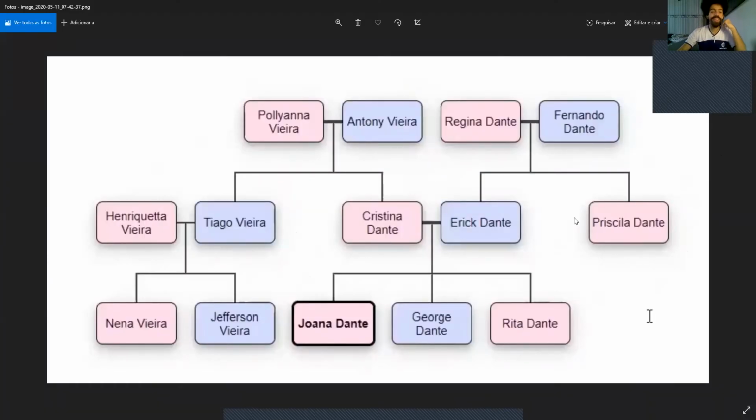So here we are again with this family. Let's remember that we are Joanna Dante. Nós vamos fazer todos os exemplos nos baseando na visão de Joana, como se nós fôssemos ela. Nós somos Joanna Dante, né? And then we need to use our possessives.